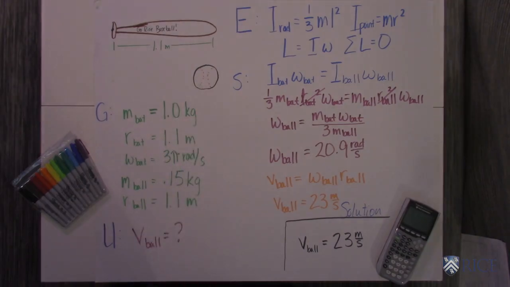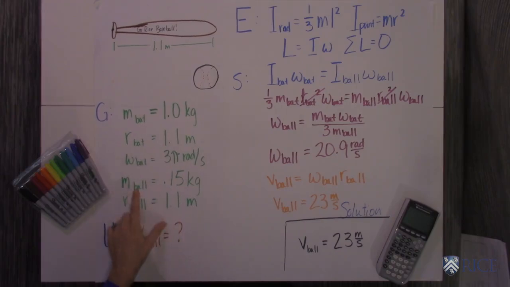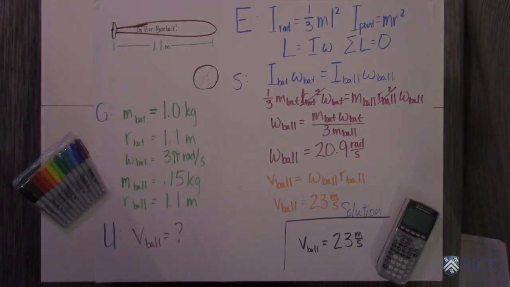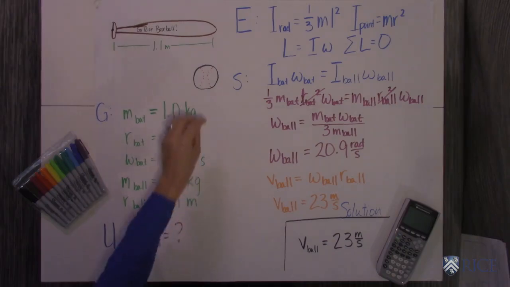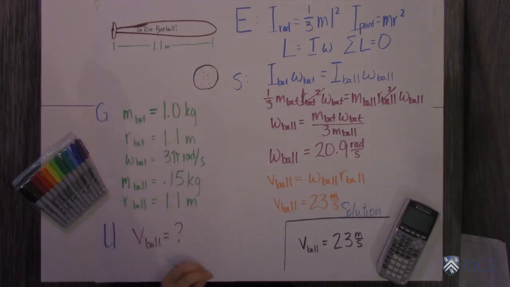So what's given in the problem is the mass of the bat, the length of the bat, which we're going to call r, the angular velocity of the bat, the mass of the ball, and the distance of the ball away from the point when it hits. We want to find the tangential velocity of the ball. So we treat this as a conservation of angular momentum because the question says, what does the velocity of the ball have to be for the net angular momentum of the system to be 0?